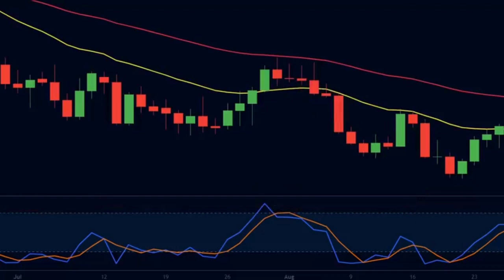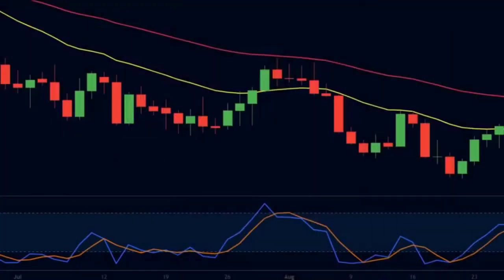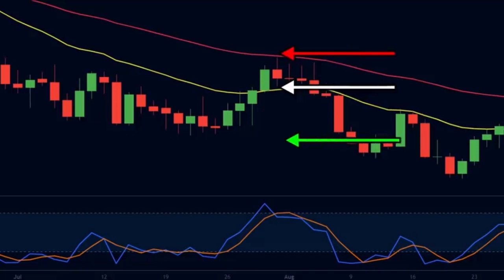Now, all we have to do is wait for a bearish crossover on the stochastic. On this candle, we see that the stochastic gives us a sell signal. Hence, we will place a sell order below the low of this candle. We can keep our stop loss above the high of the candle, and we can place our targets at 1:1.5 risk-reward ratio. And as you can see, the price achieved our target with ease.